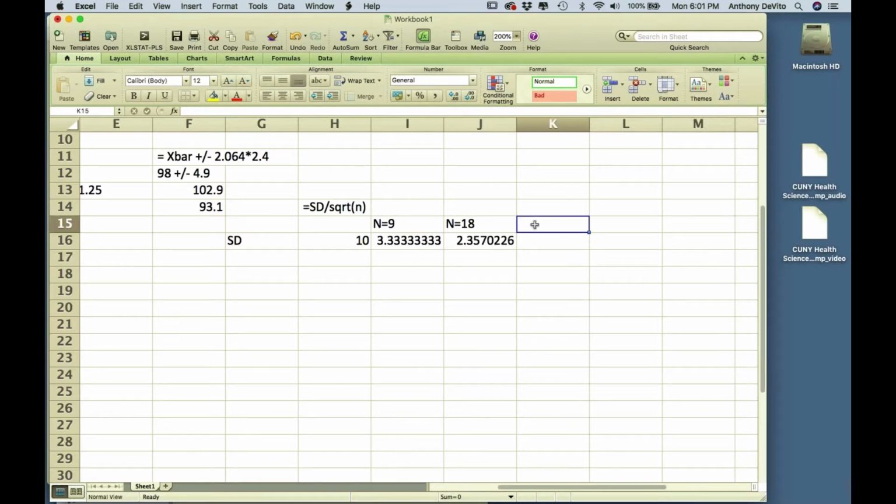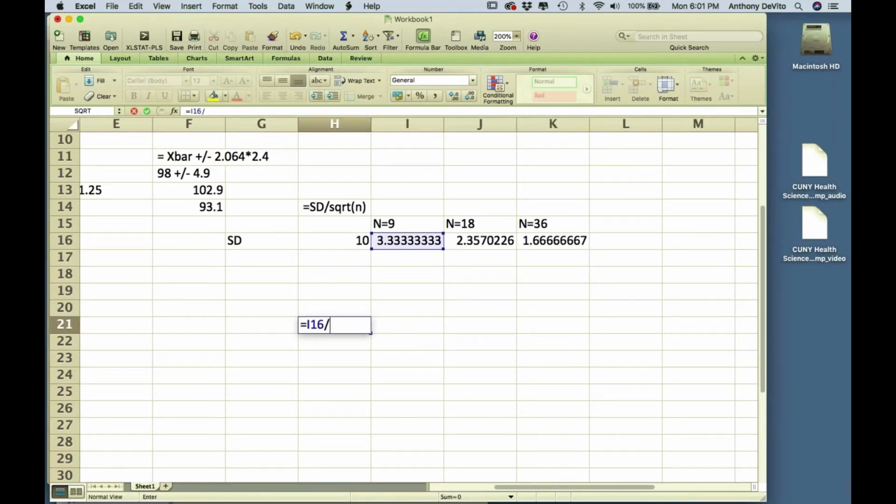Let me double this again. This time n equals 36. See what happens now. It equals 10 divided by, well, what is the square root of 36? It's 6, coming out to 1.666. What's the relationship between 3.33 and 1.66? It's half. So what happened here?